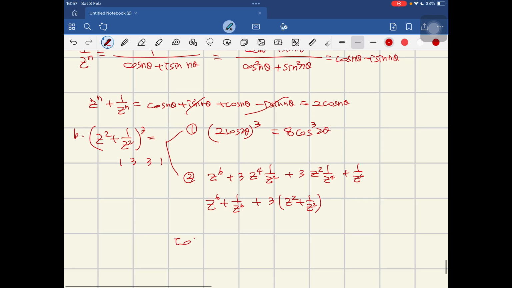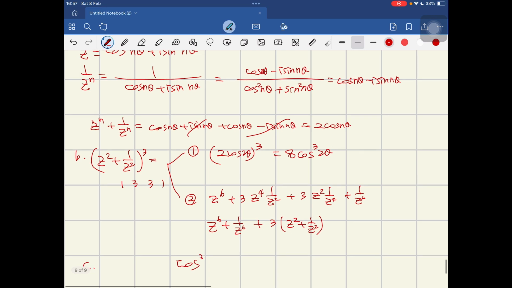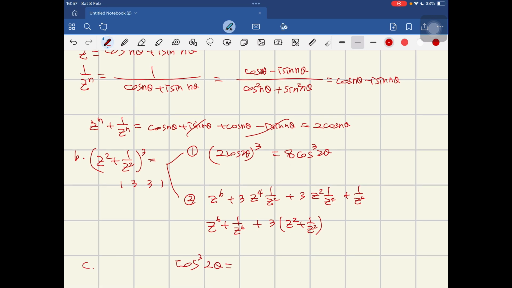So now we can do number C, cos cubed 2 theta divided by 8. This one goes to 2 cos 6 theta plus 6 cos 2 theta. Now we divide by 8, giving 1 over 4 cos 6 theta plus 3 over 4 cos 2 theta.